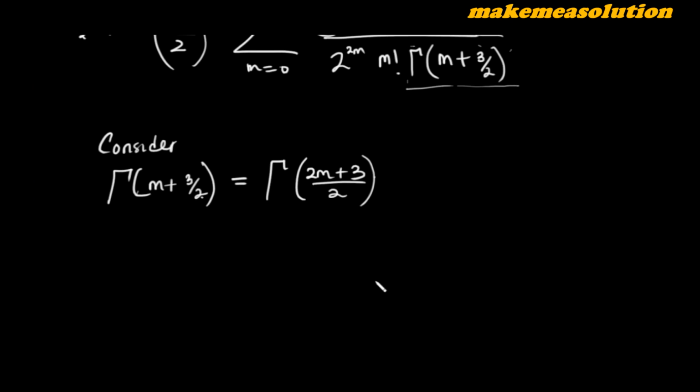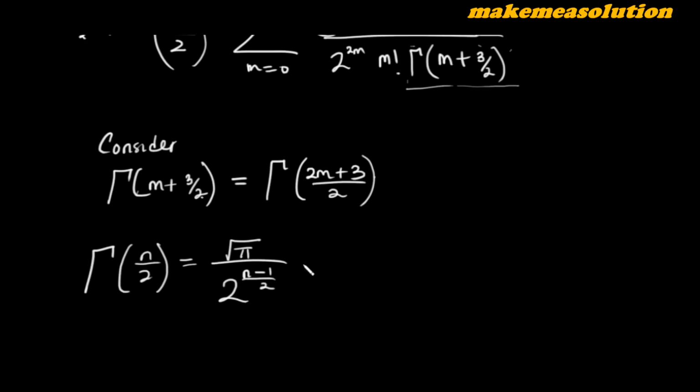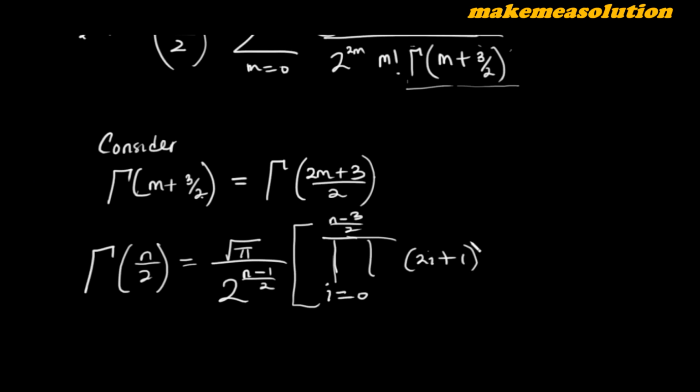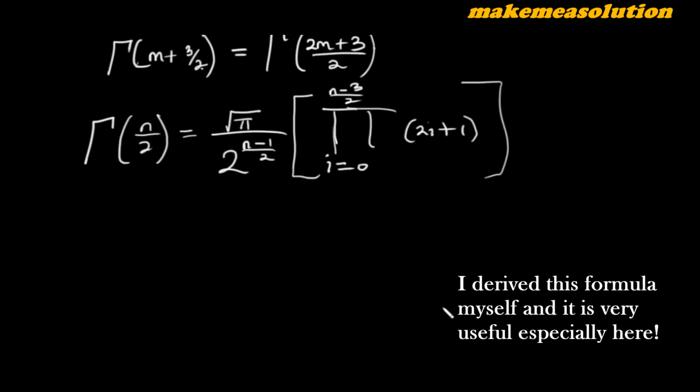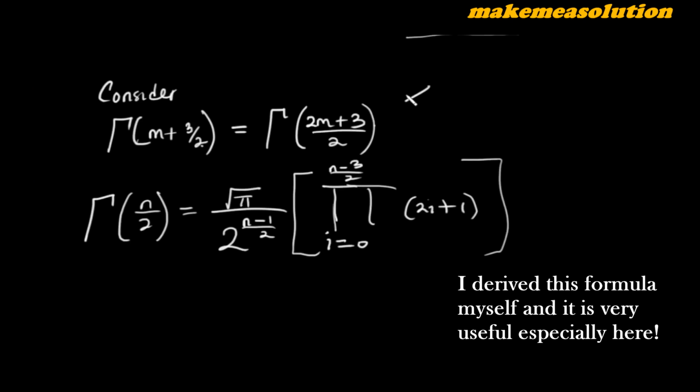Now we are going to use this particular formula that gamma of n over 2 generally is equal to root pi divided by 2 to the (n minus 1) over 2, then everything multiplied by the product operator, product from i equal to 0 to (n minus 3) over 2, of (2i plus 1). So we are going to use this formula to resolve this over here.